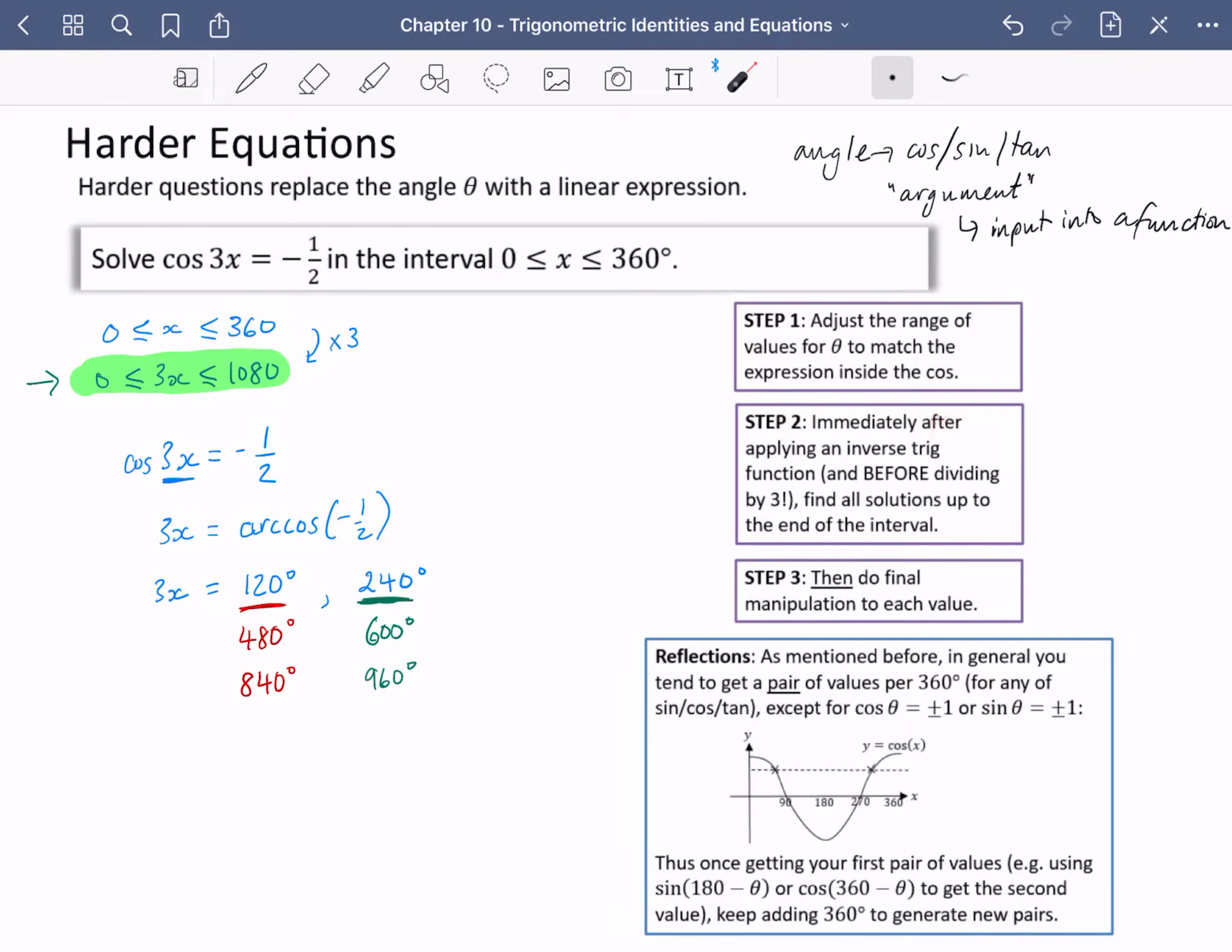It says, immediately after applying an inverse trig function, find all solutions up to the end of the interval. So here was when I applied the inverse trig function, and I have found all the solutions up to the end of this new interval.